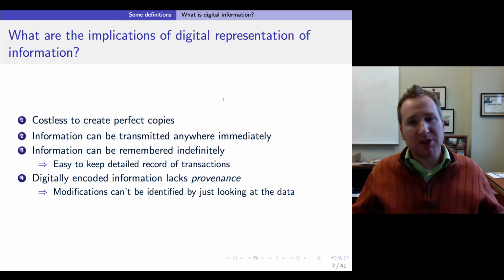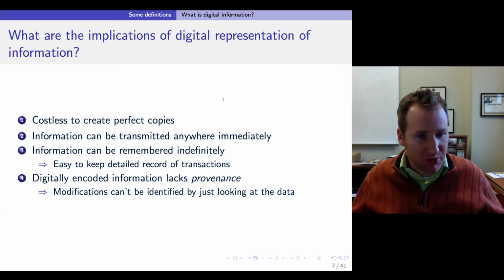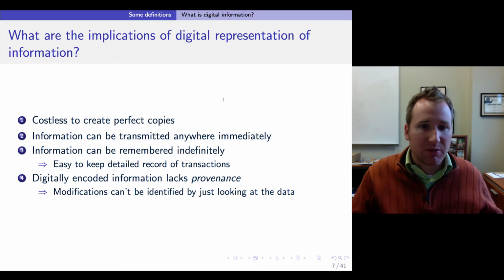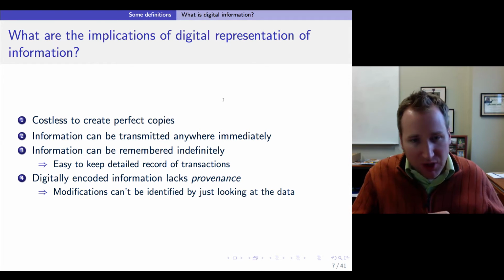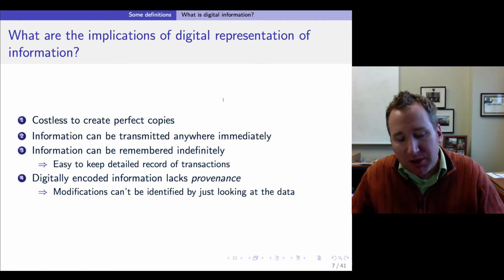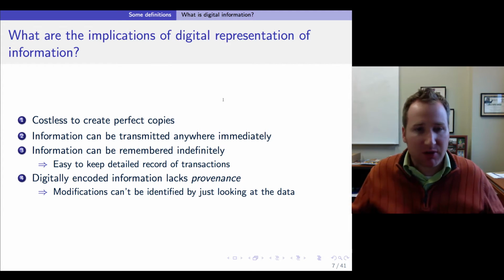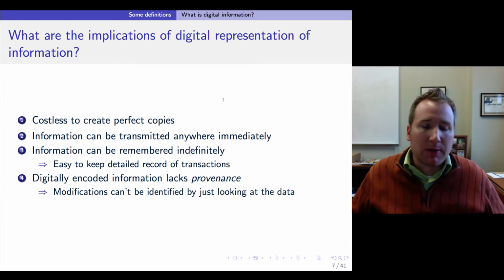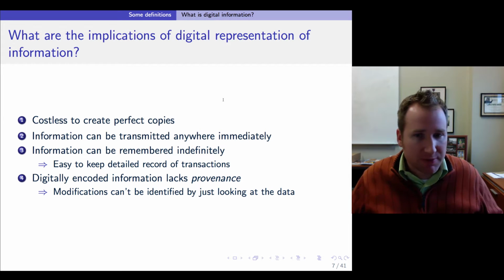So what are some of the implications of representing information in this digital way? Well, first of all, it's costless to create perfect copies. Whereas if you go back throughout history, before the advent of computers, making copies of anything could be very laborious. It could be a matter of having to write the same information over and over again. But digital information changes all that because you have this perfect representation, and it's easy to create a copy of it that costs virtually nothing. This has significant implications for how the economics of information works.